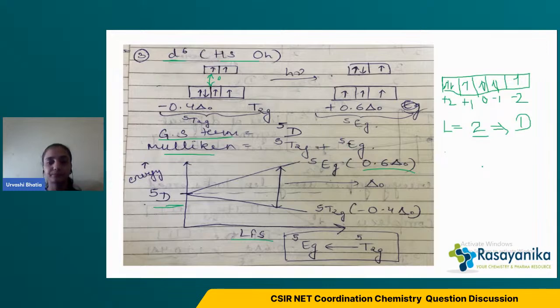Okay. So now you can see that only one transition is possible from here to here, from lower state to higher state. Only one transition is possible. This will be your Δo, from 5T2g to 5Eg.